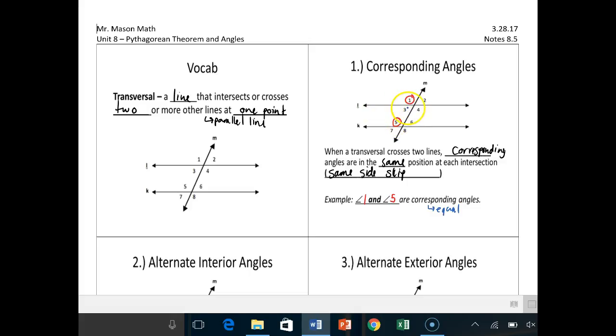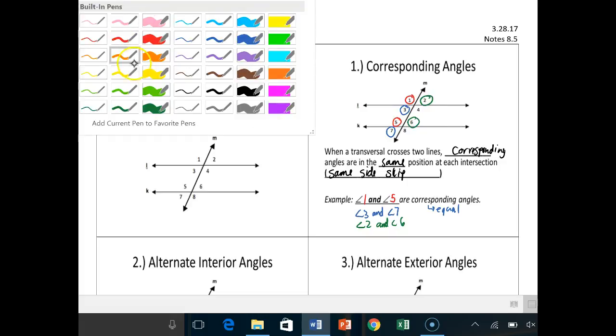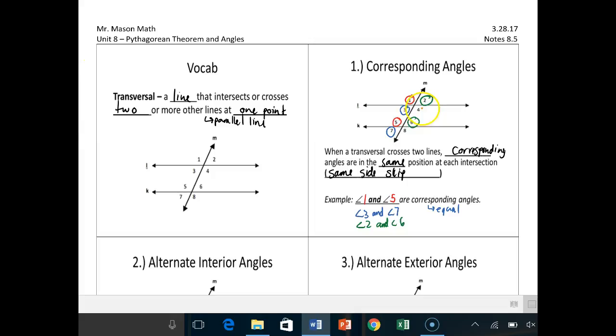Other corresponding angles are angles 3 and 7, same side, and they just skip an angle. So if I told you angle 3 was 30 degrees, then angle 7 would also be 30 degrees. Other corresponding angles are angles 2 and 6, same side, skip an angle. So if I told you angle 2 was 50 degrees, angle 6 would be 50 degrees. And lastly, the last pair that is corresponding are angles 4 and 8.